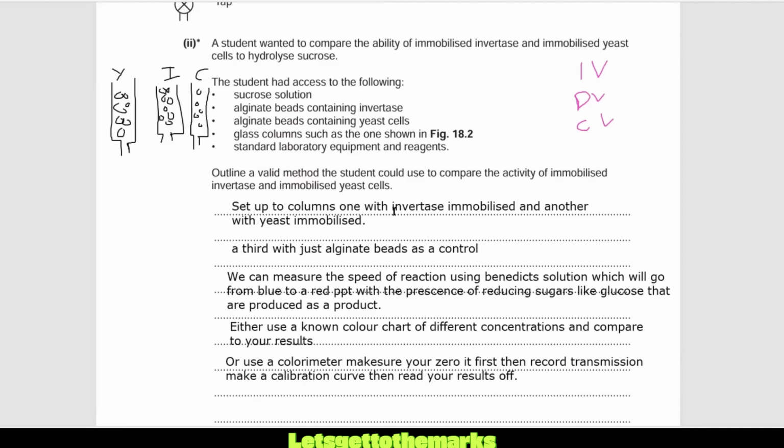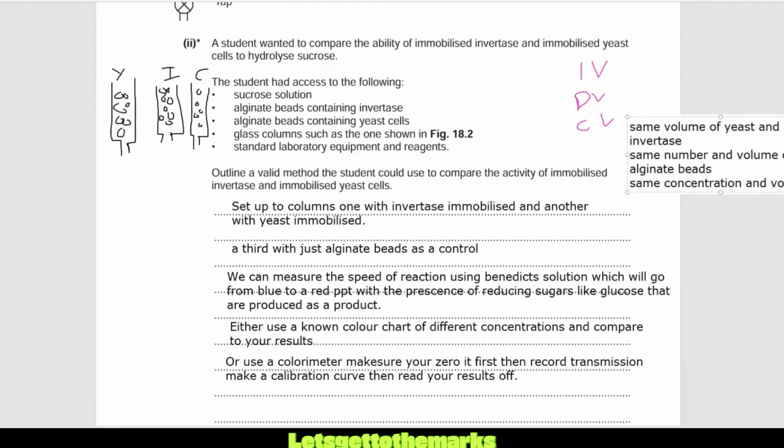Now I could have wrapped the control variables in all of this, so I could have talked about the control variables here. What do I need to keep the same about the yeast and invertase? So if I'm doing my control variables, I need to keep same volume of yeast and invertase, same number and volume of alginate beads. So what they're being immobilized on, we want the same number of that. We're going to want same concentration and volume of sucrose, right? So the substrate needs to be the same.